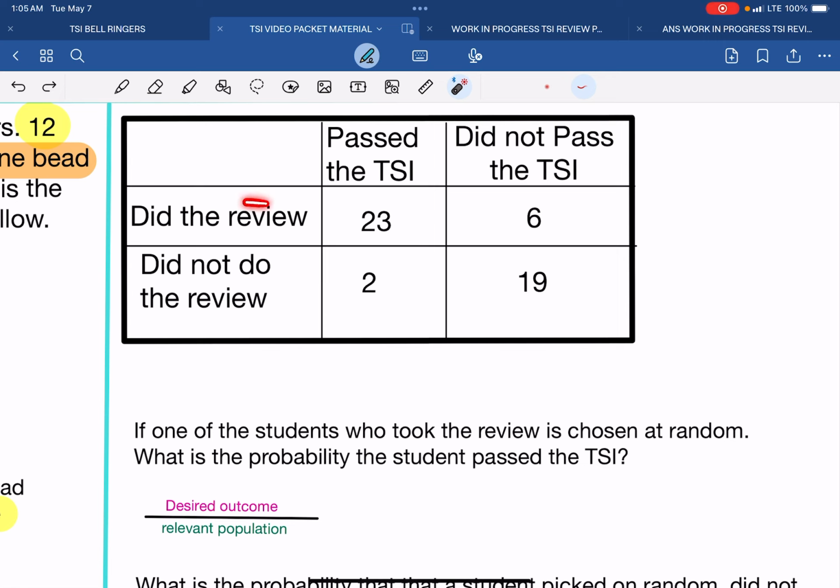Oh, so did the review. Ooh, how many of y'all did your review? How many of y'all are doing your review? Please be successful.